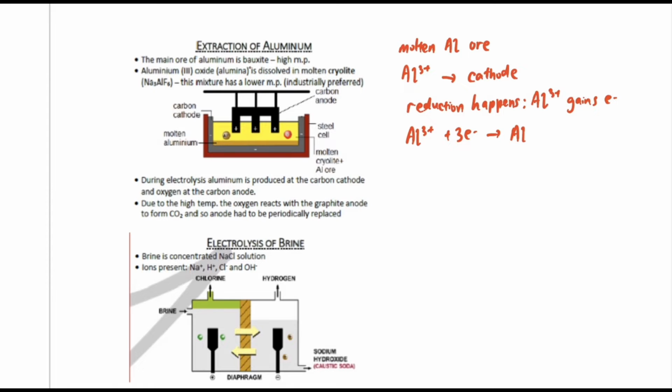We have to know that this bauxite is made of aluminium and oxide. So bauxite is aluminium oxide. The aluminium 3+ will change to Al, as we discussed here. The oxide, O2-, goes to the anode, because the anode is positively charged, so the negative ions will go to the positive anode. Then oxidation happens, and oxidation means losing electrons. So the oxide loses electrons and becomes oxygen.